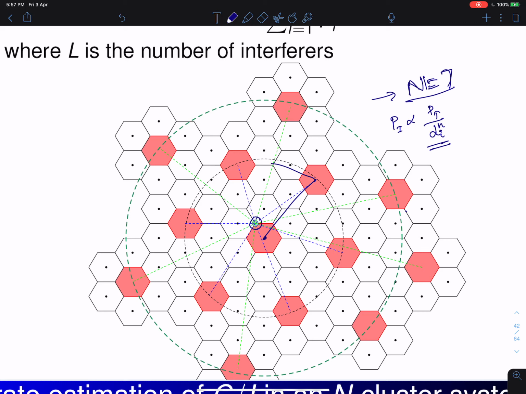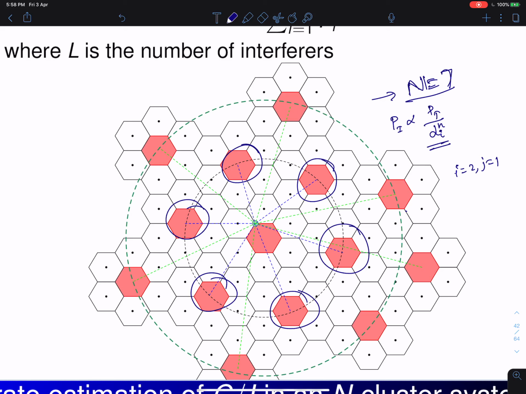So if you follow the rule wherein i equal to 2, this is N equal to 7, so i equal to 2 and j equal to 1 from every cell on all the 6 sides, 2, 1, 2, 1, you will end up meeting the first set of cells where you will be reusing the frequency. So that's the reuse distance. And those shown in red here, these are all tier 1 interferers. So these 6 interferers are what we call the tier 1 interferers. Okay, so they are the closest, and therefore they will have the maximum effect on your mobile station.